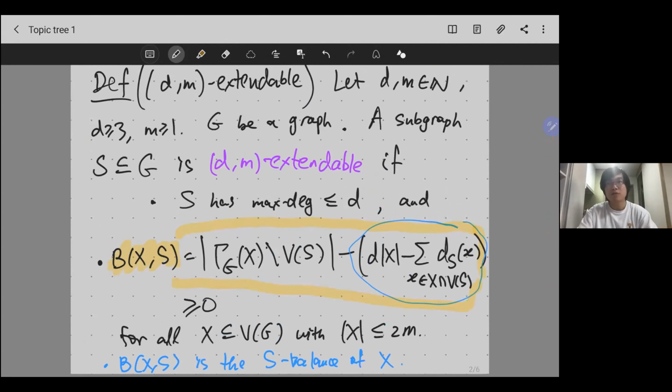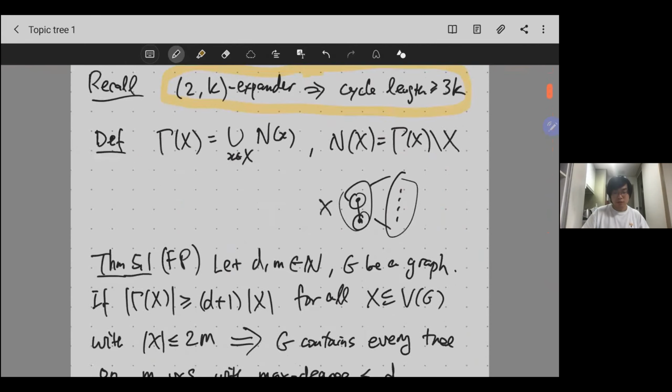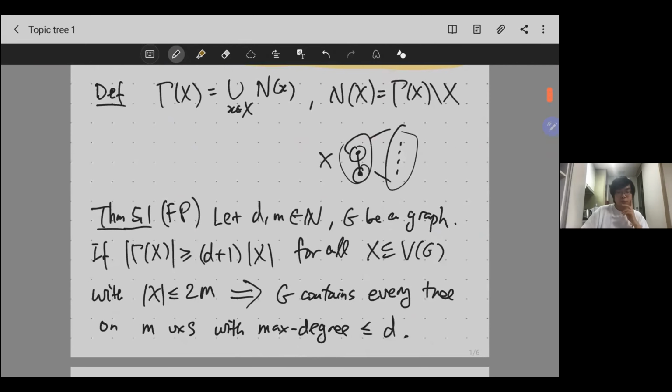Now let me see how much time we have. We have 8 minutes. Maybe we can see how we derive Friedman-Pippenger, which is really quick. Yeah, let's finish today by deriving theorem 5.1 that we promised, this Friedman-Pippenger.